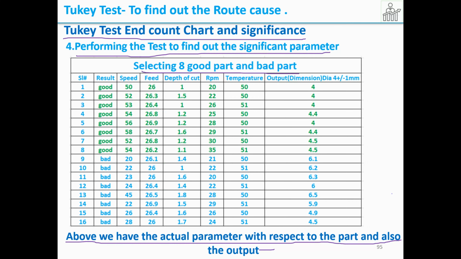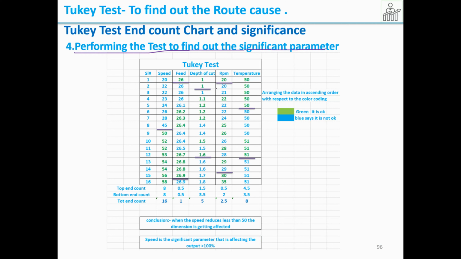What we need to do is arrange all the data we have collected in ascending order. Once we arrange everything in ascending order, from the top, the first parameter is not okay, not okay, not okay, not okay, not okay, not okay, not okay, not okay. Now it is jumping to okay. The result is changing and this is a cutoff, and the top end count is 8. Let us come from the bottom: 58, okay, okay, okay, okay, okay, okay, okay, okay. Then from okay to not okay, it is jumping, and this is the cutoff at the bottom. The bottom end count is 8. So totally it is 16.